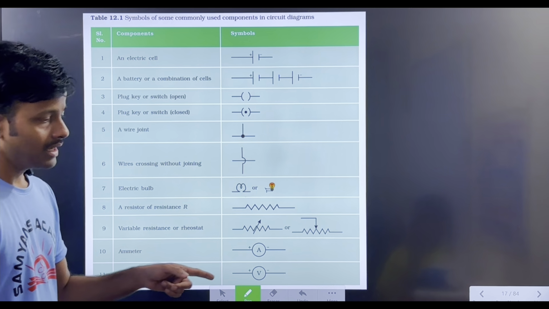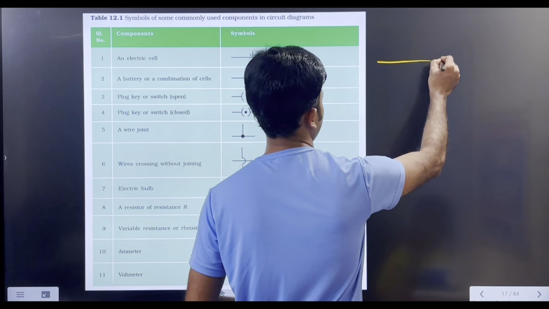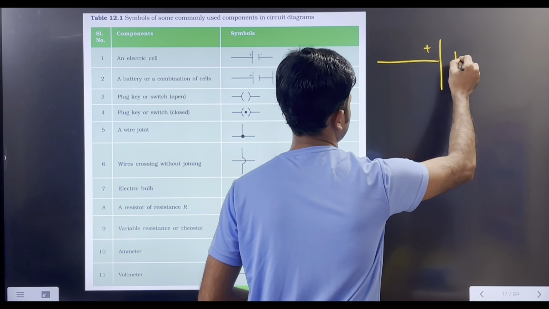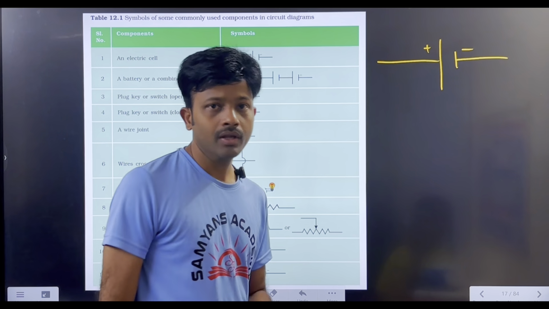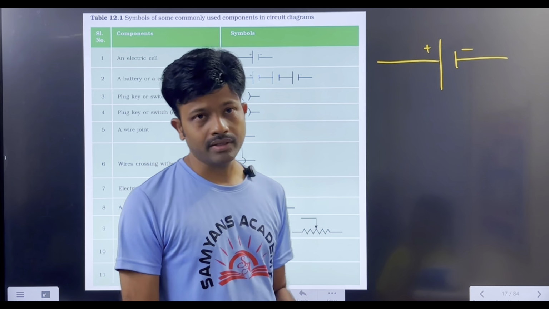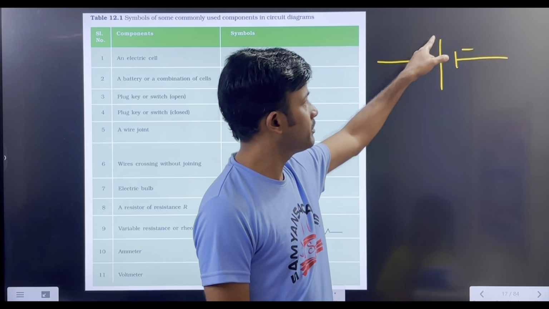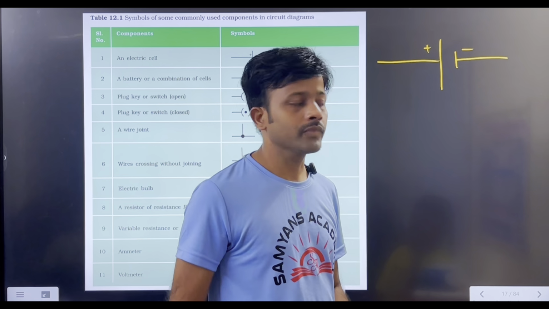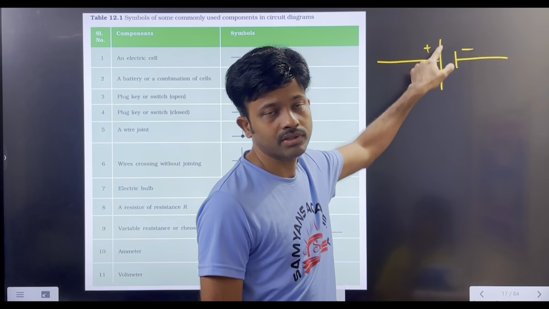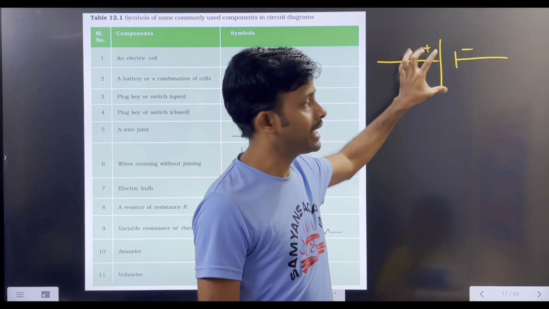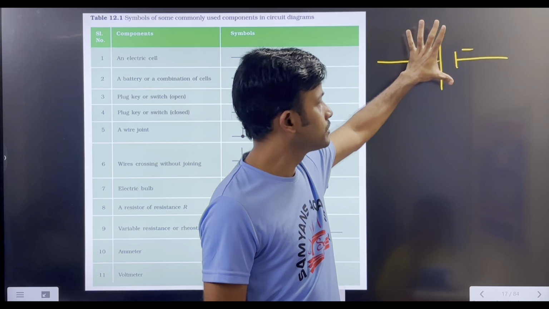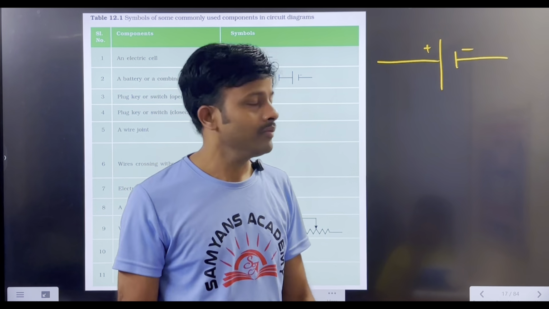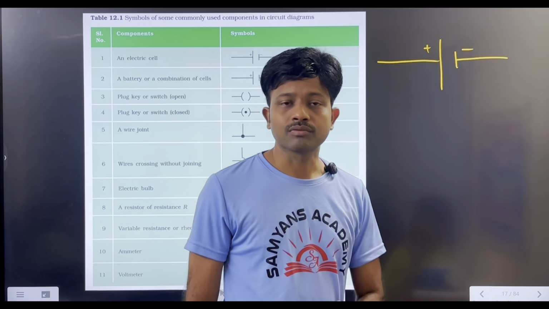Electric cells we have to represent like this. This is the positive terminal of the battery and this is the negative terminal. Remember, the positive terminal is represented with the big line, and the negative terminal with the small line. The positive terminal is indicated with the bigger line and the negative terminal with the smaller line.